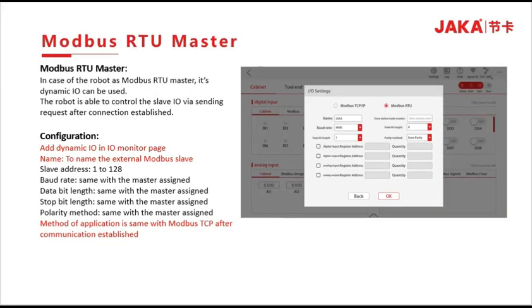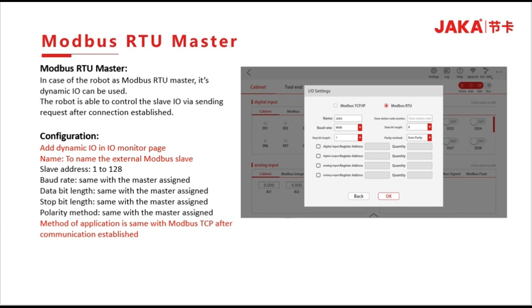In the case of the robot as a Modbus RTU master, its dynamic I/O can be used. The robot is able to control the slave I/O by sending requests after the connection is established. To configure its parameters, add dynamic I/O in the I/O monitoring page.